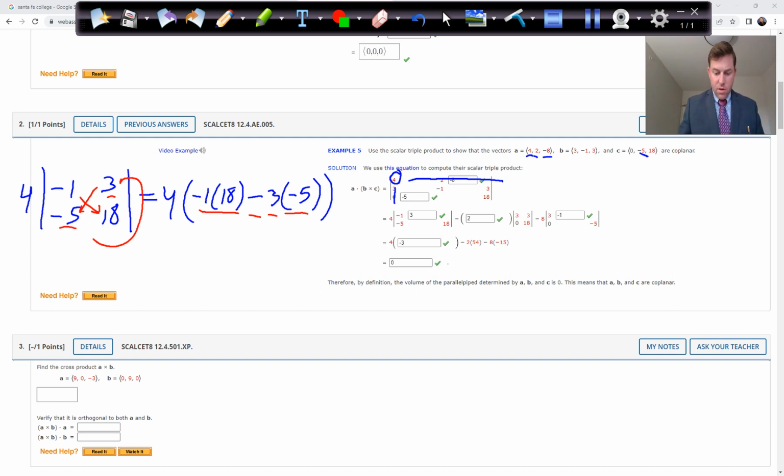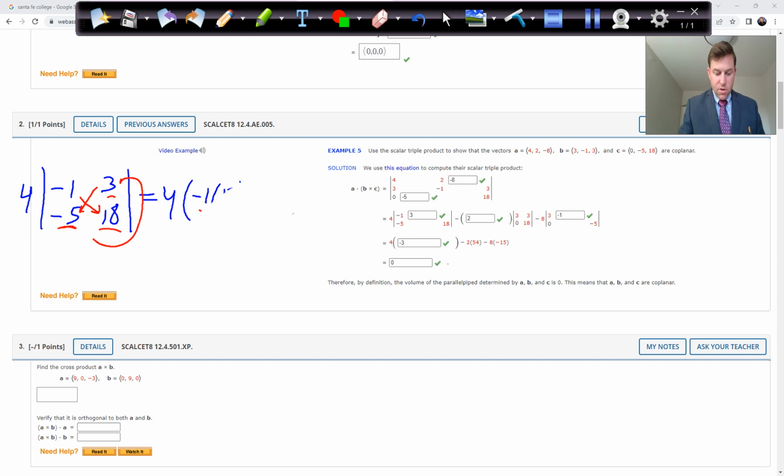Okay, so let's see. They kind of lead you through that too. So they say, okay, if I pull the 4 out, what's the 2 by 2 determinant? It's minus 1, 3. So you have to type that 3 in there. And then they give you the minus 5 and the 18 right there.